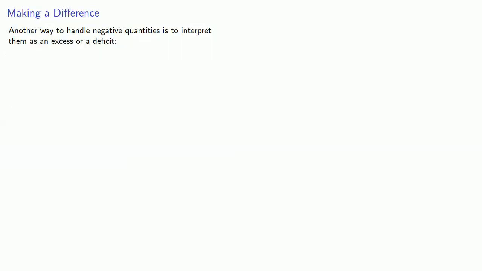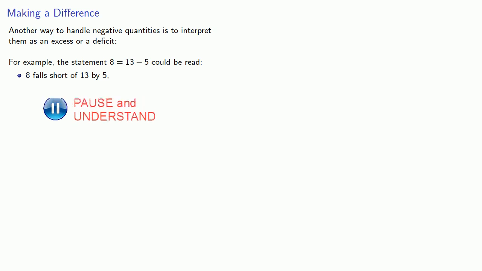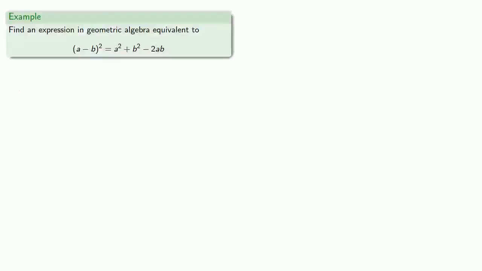There's a third way to handle negative quantities, and that's to interpret them as an excess or a deficit. For example, the statement 8 equals 13 minus 5 could be read as 8 falls short of 13 by 5, or that 13 exceeds 8 by 5. And so that gives us another way to express a subtracted quantity in geometric algebra.